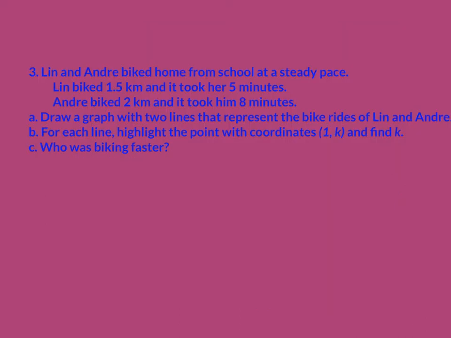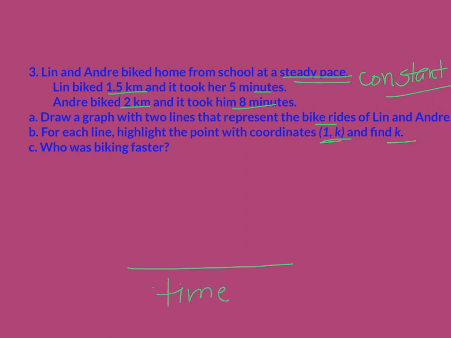Next, we have Lynn and Andre biking home from school at a steady pace, which means constant, just to be clear. Lynn biked 1.5 kilometers, taking 5 minutes. Andre biked 2 kilometers, taking him 8 minutes. Draw a graph with 2 lines for the bike rides, and then for each highlight the point with the coordinates (1, k) and find k. Okay, so when I think about making this graph, I know that time is always on the bottom because it doesn't make sense otherwise. Time, so therefore this would be distance.